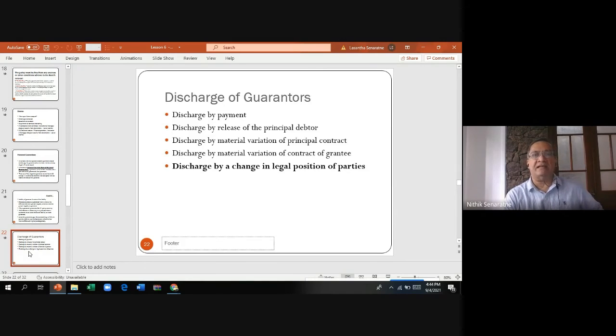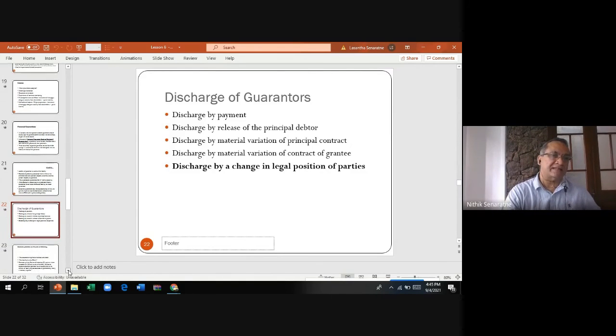Discharge by change in the legal position of parties. So if the legal position of the parties has changed, once again, you can change. Earlier it was ex-company partners, where one director is moving out, and in such an instance you can discharge the guarantors. Also, at the request of the customer, or at the request of the guarantor, those are the instances where you can remove a guarantor or discharge a guarantor's liability.